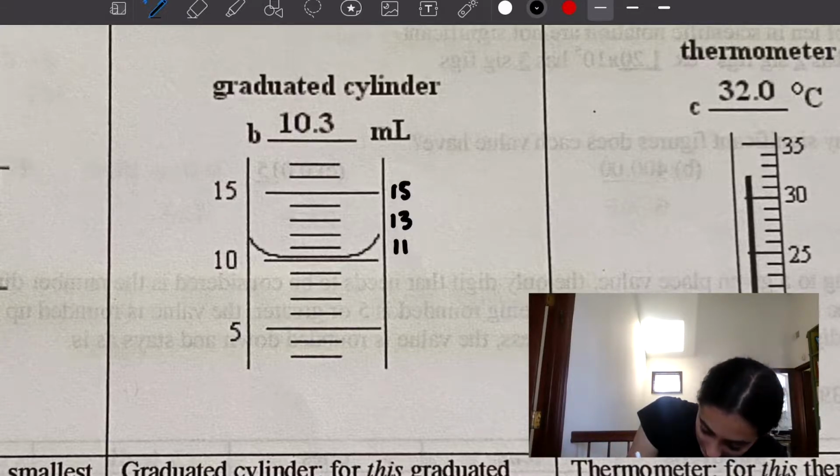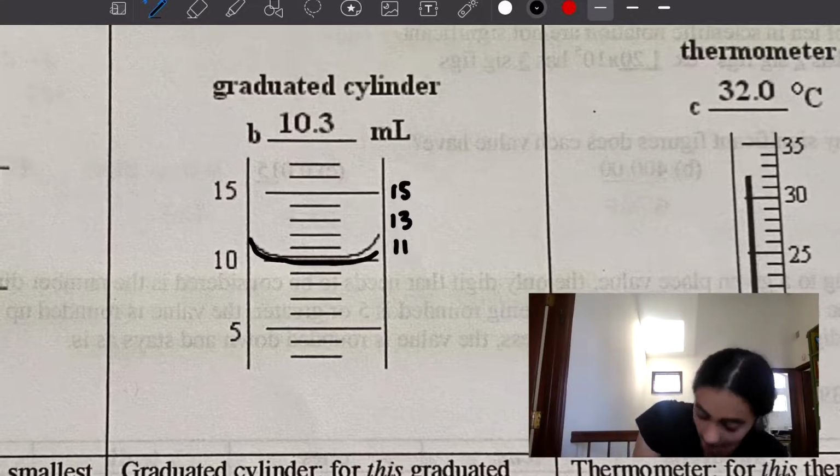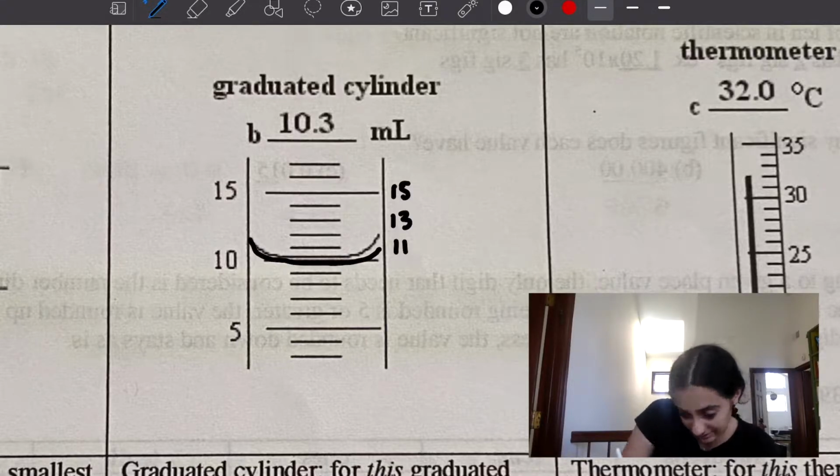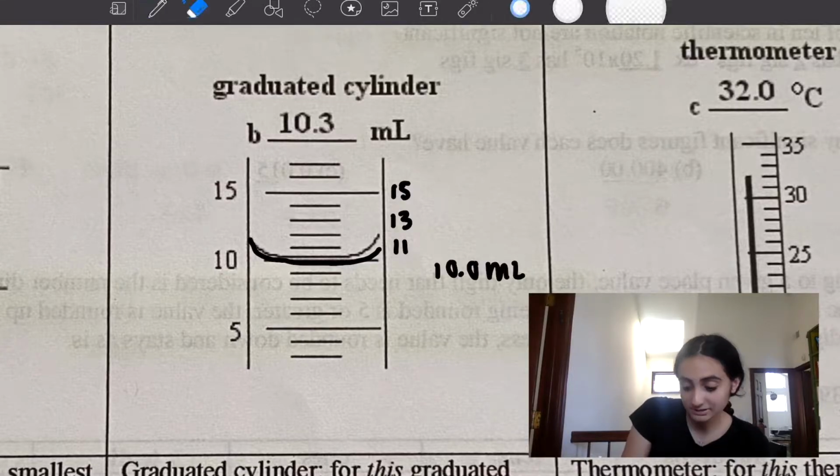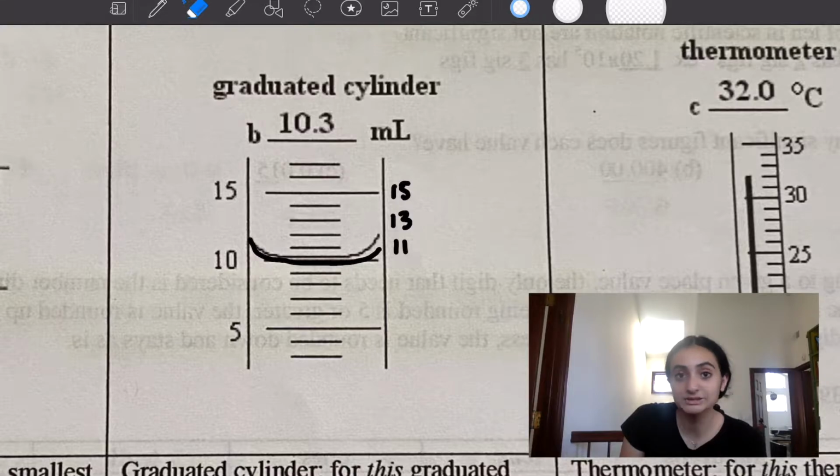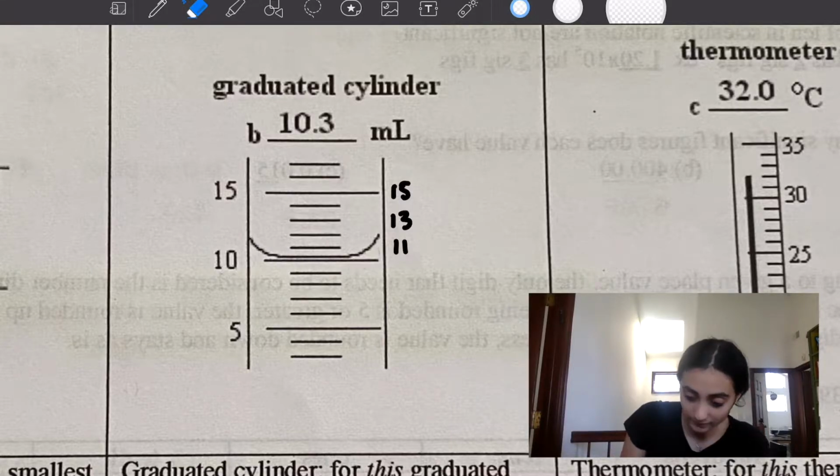If it was down here very descriptively on the 10 line, you would still need to write 10.0 milliliters because you need to report to the tenth place due to every line being by ones. So you need to report to one place past that division. So now, here's another example.